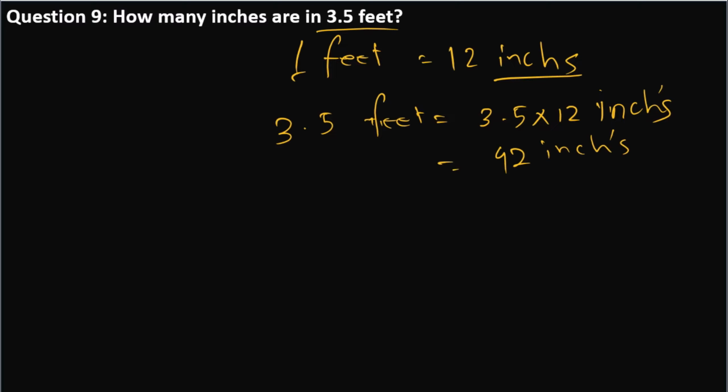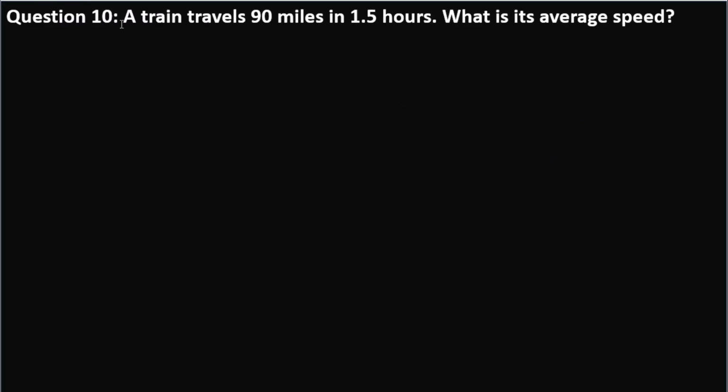So now come to another problem. This is the last. A train travels 90 miles in 1.5 hours. What is its average speed? So you need to find out the speed per hour. So this is really a normal problem, so just solve this.